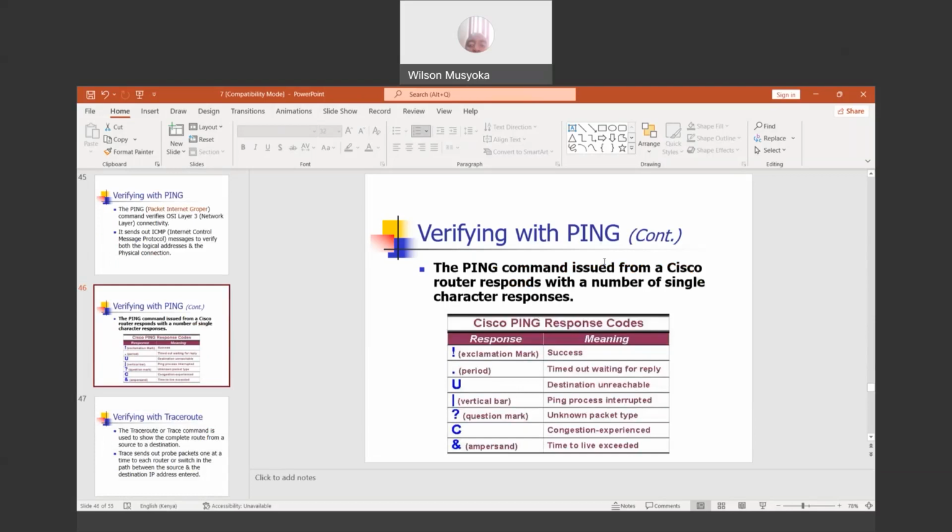The ping command, which is issued from a Cisco router, responds with a number of single character responses. When there is an exclamation mark, it means that it has been successful.